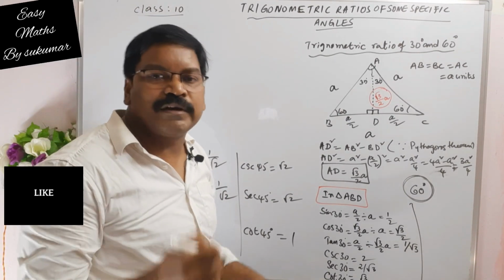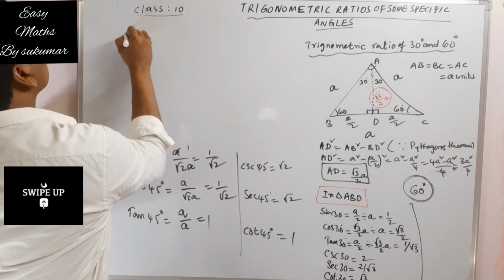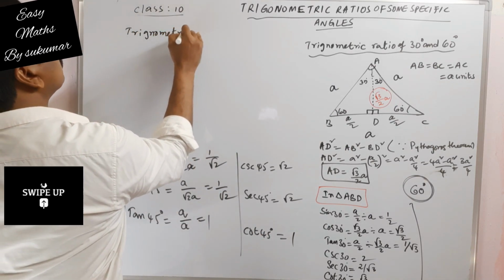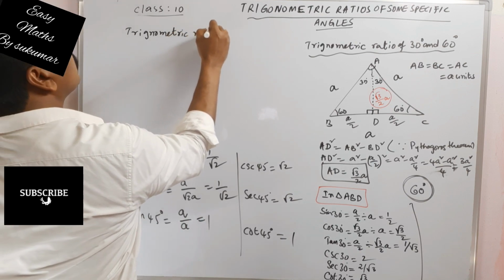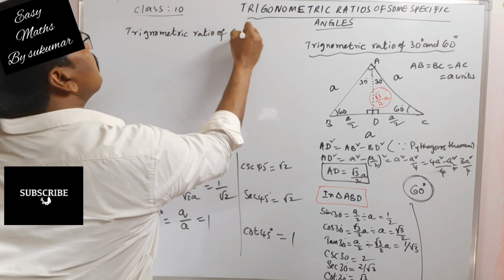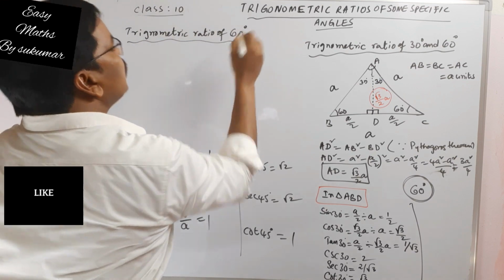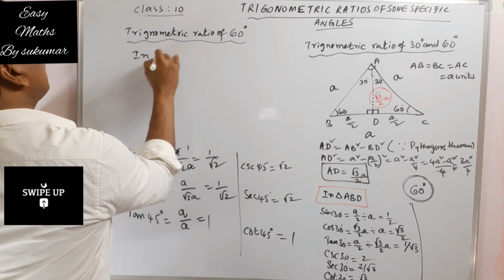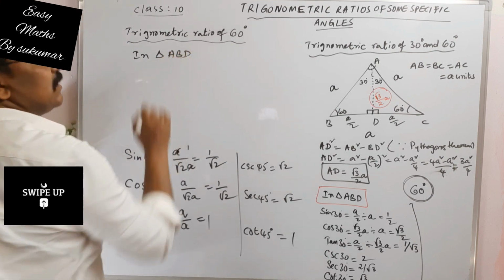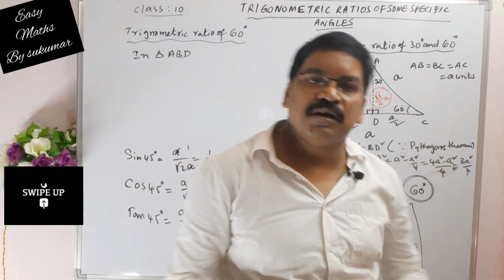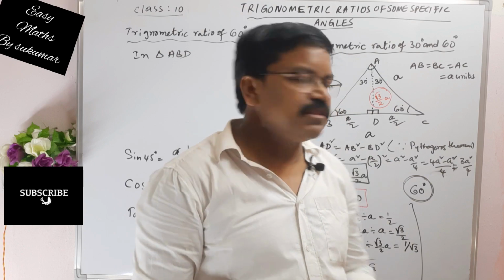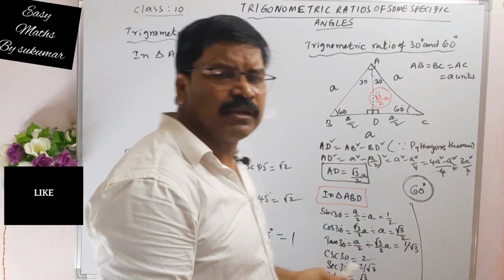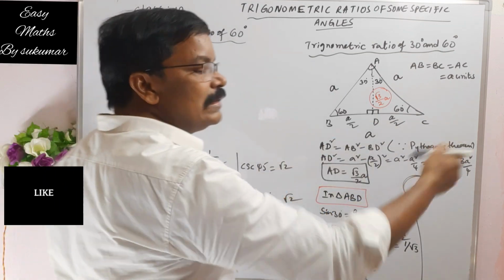Right, so trigonometric ratio of 60 degrees. Here also we take that same triangle, in triangle ABD. Not only triangle ABD, you can take triangle ADC also. In ADC also, this angle is 30, 90 and this is 60. You can take either ABD or ADC.